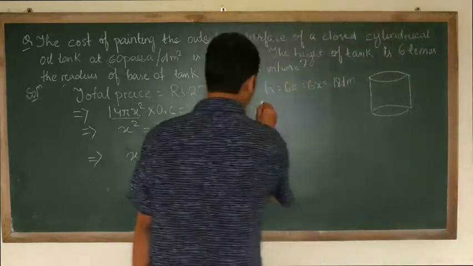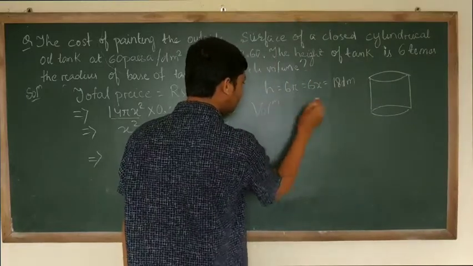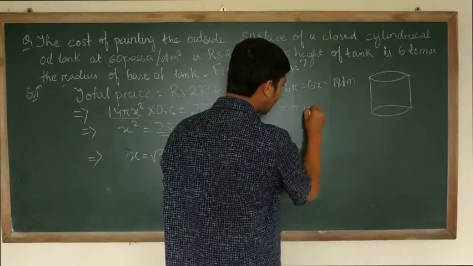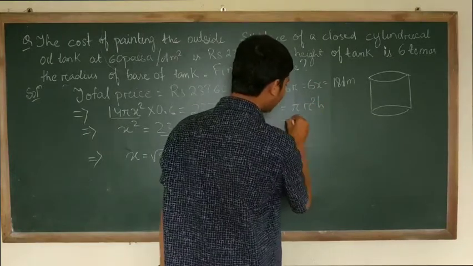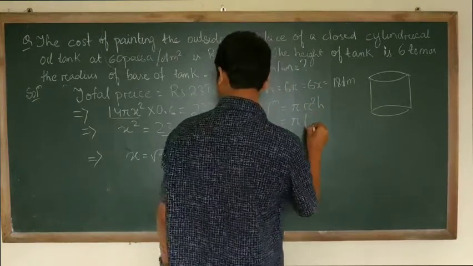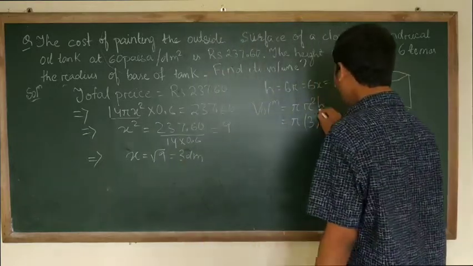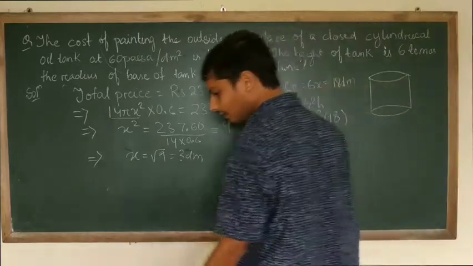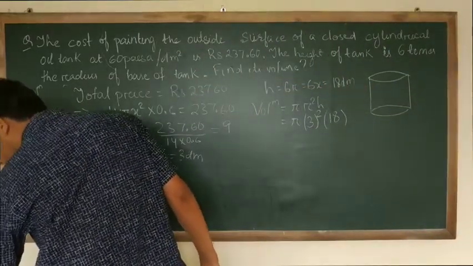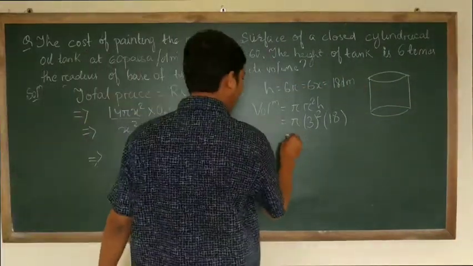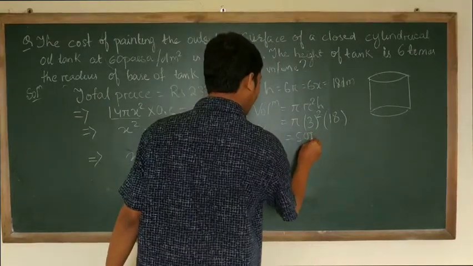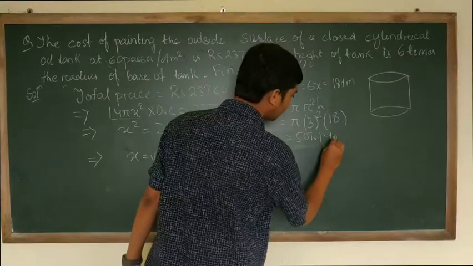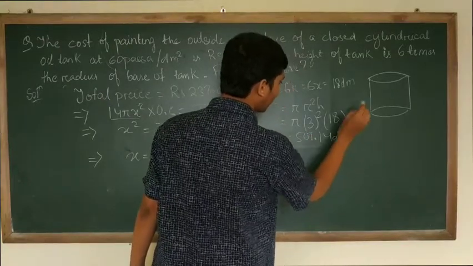Now we can find the volume. What will be the volume? Volume is equal to pi r square h. Here r is x, that is 3 square, and h is 18. By doing the multiplication, you are getting 509.14 dm cube. Check it.